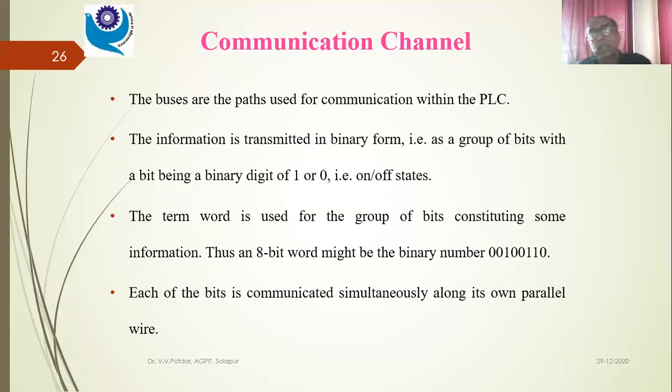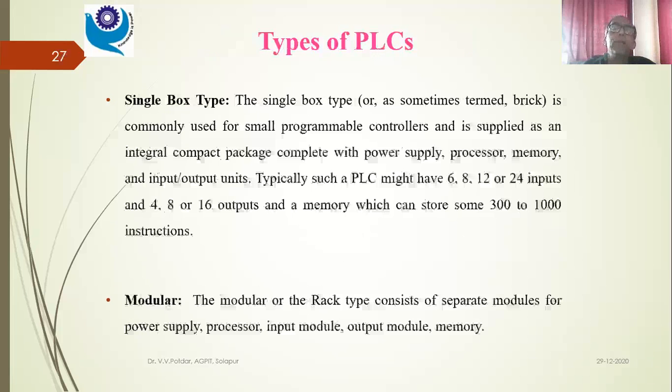The information is transmitted in binary form, that is, as a group of bits, with a bit being a binary digit, either 0 or 1, that is, on or off states. The term word is used for the group of bits constituting some information. Thus, an 8-bit word might be the binary number 0010 0110. These are a few examples. Each of the bits is communicated simultaneously along its own parallel wire.